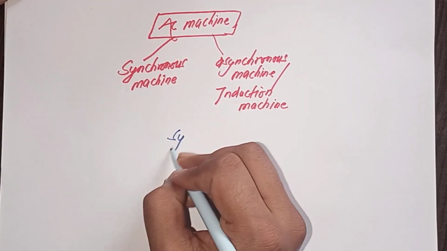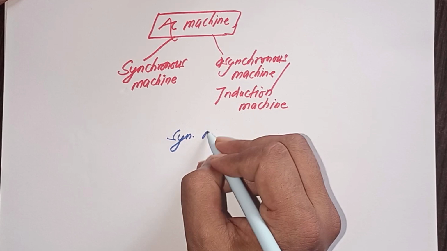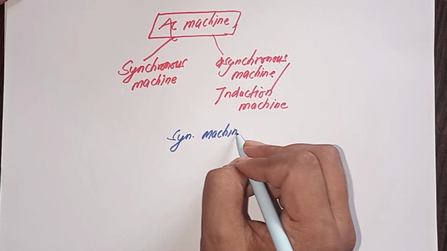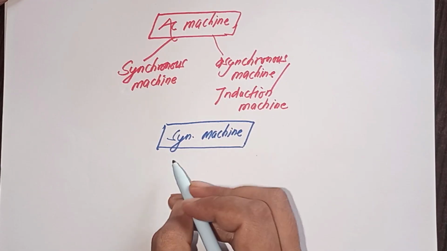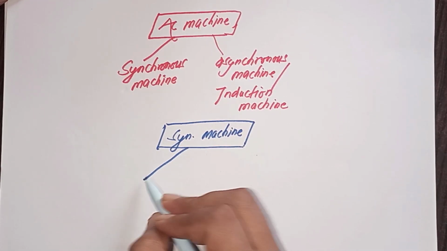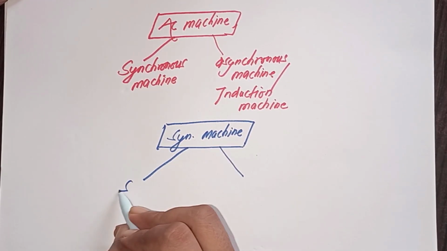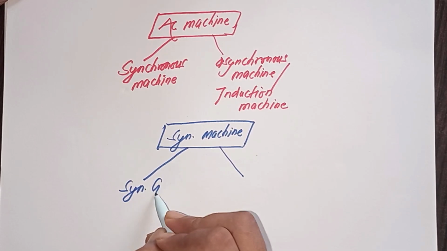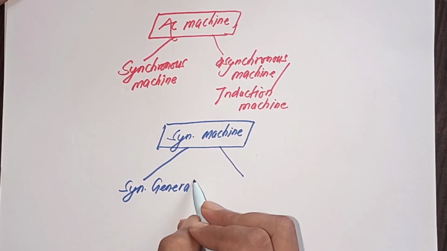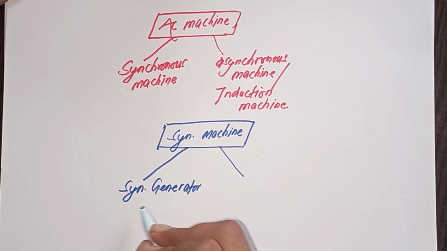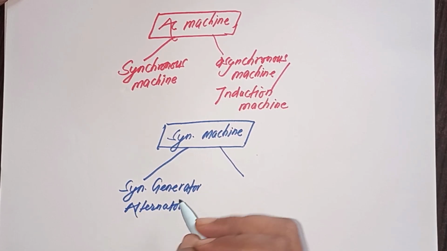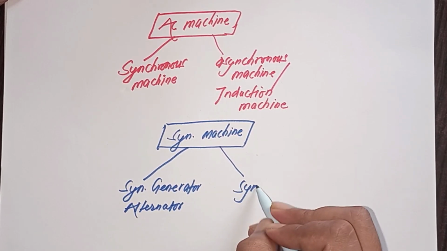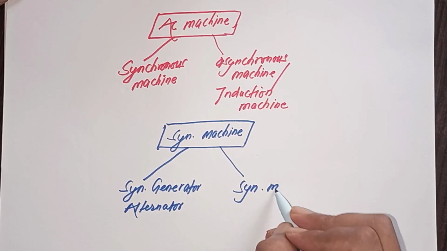Synchronous machine can be classified into two categories. First is synchronous generator, or we can call it alternator, and second is synchronous motor.